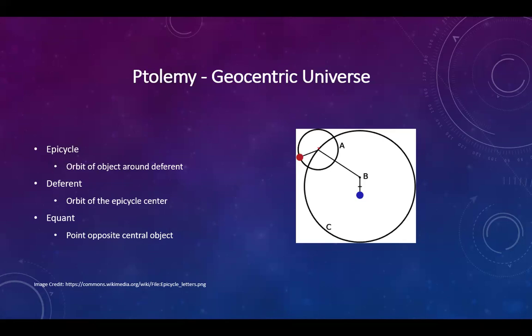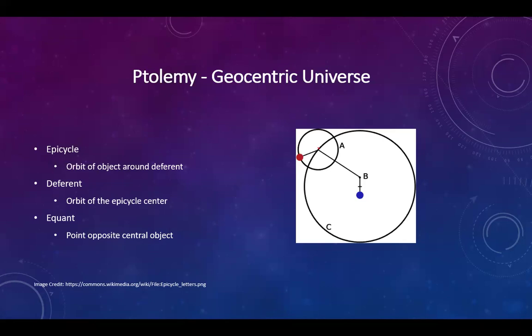But Aristotle said everything was perfect in the heavens, so everything had to be circles moving at constant speed. So what Ptolemy did was he added more circles. Instead of the orbit of the object being just around the Earth, he added a circle to his circle. There's the main circle, and then he added what's called an epicycle, which is an orbit of an object around what's called a deferent.